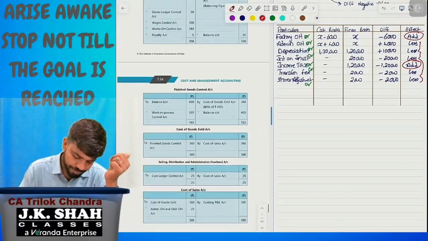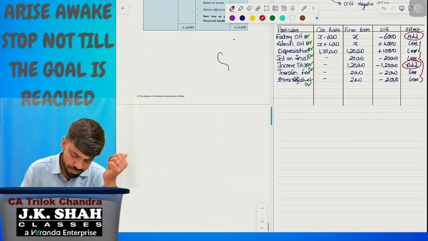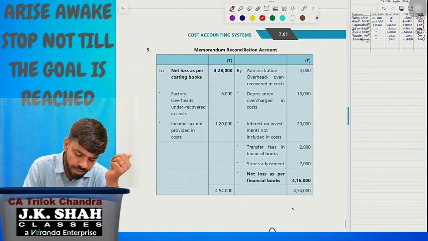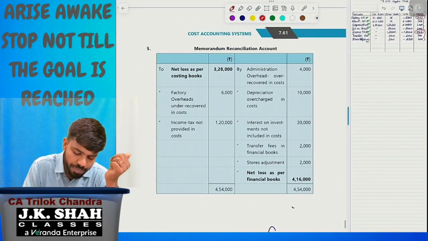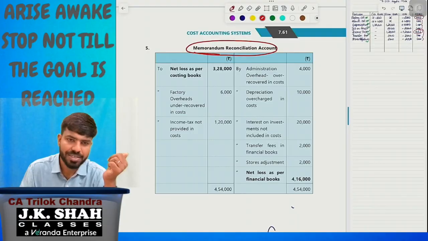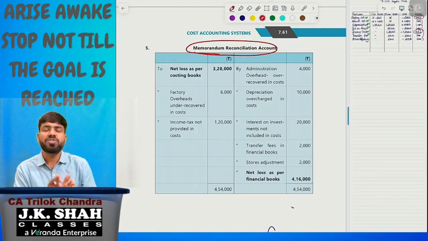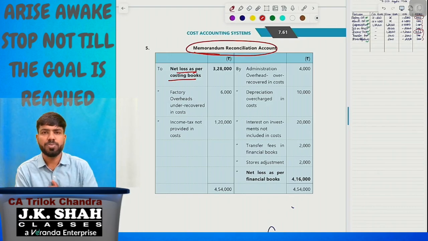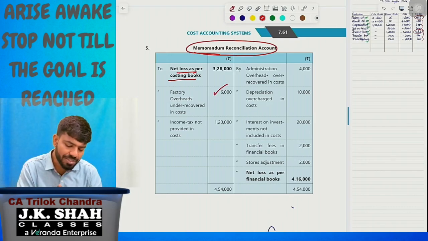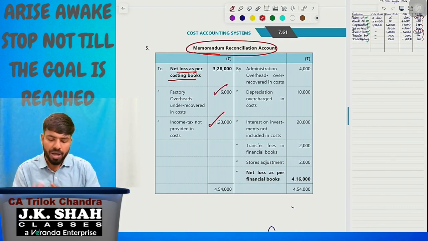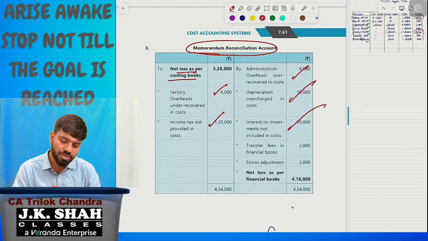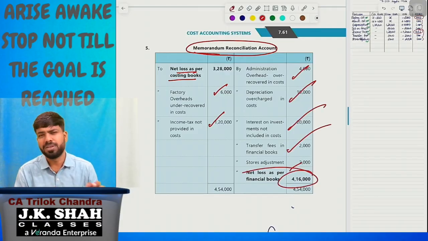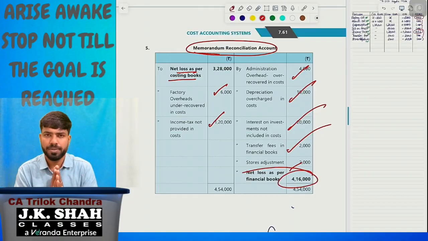Question number 5. Look here. They are preparing the memorandum reconciliation account. I told you, we will start with loss as per cost books. The items to be added are 6,000 and 1,20,000. The items to be reduced are 4,000, 10,000, 2,000, 20,000, 2,000, 2,000. We get the loss as per financial books. Simple. You go by the format.